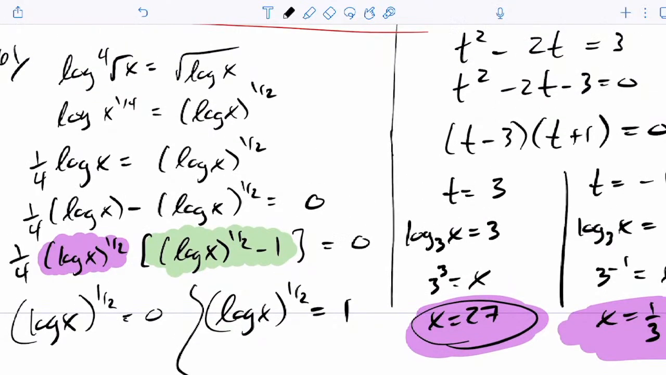I factored out a log x to the power of a half. So this is really to the power of 1, and this is, as you know, to the power of a half. So if I'm factoring out a log x to the half, this becomes 1 minus a half, which is a half, and then a half minus a half is just 1. So you just have that.